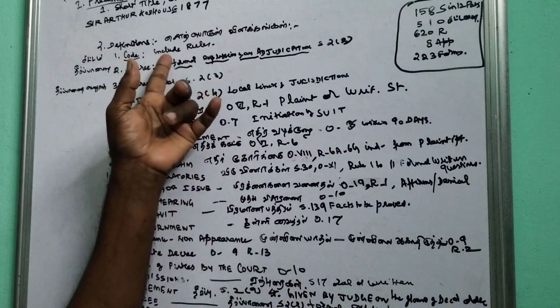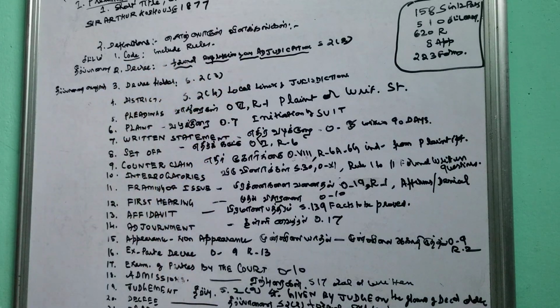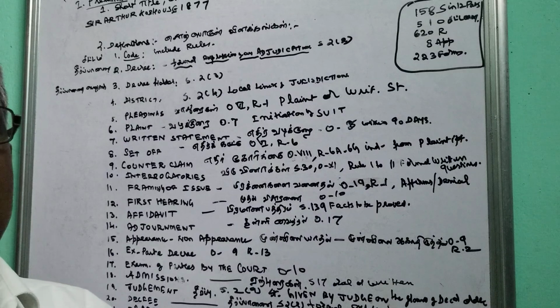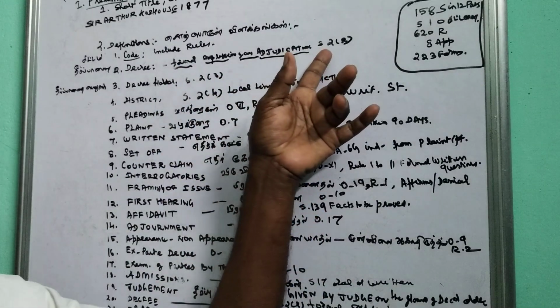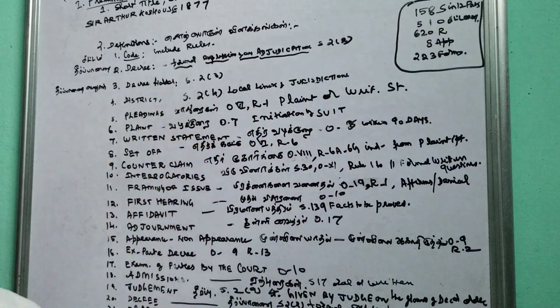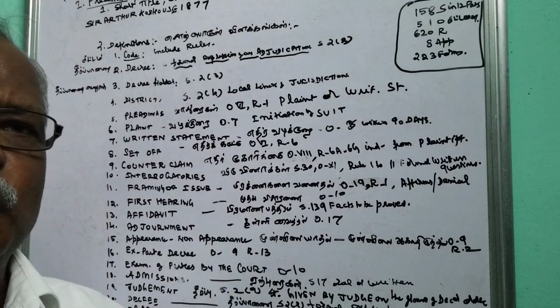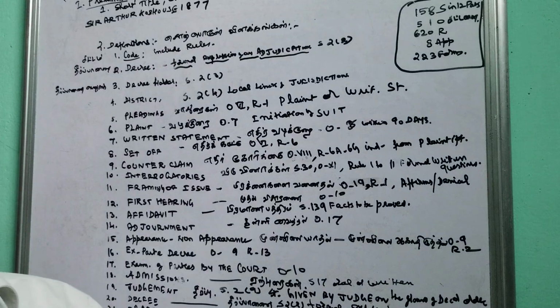Now, what is code? It includes rules. The second thing is a decree. Decree means the formal expression of an adjudication. At the end of the adjudication, an order will be given, that is called a decree, according to Section 2, subsection 2. Then decree holder: the decree holder is the one in whose favour the decree is ordered.